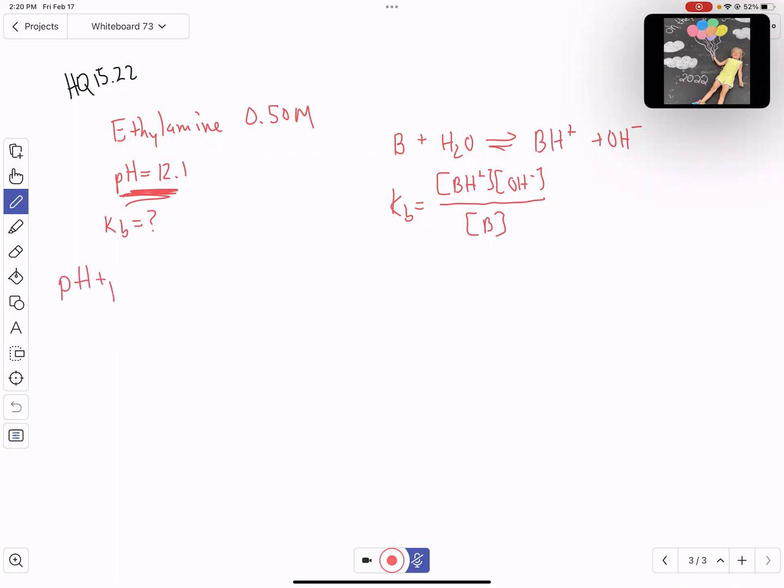I'm going to start with pH plus pOH equals 14, because that'll let me find pOH. When I find pOH, I can find hydroxide. And when I find hydroxide, I'll also know the concentration of the conjugate acid. So I've got a pH of 12.1 plus pOH equals 14. So pOH equals 14 minus 12.1. So the pOH of this solution is 1.9. Now that I know pOH, I can find hydroxide. So that was step one.